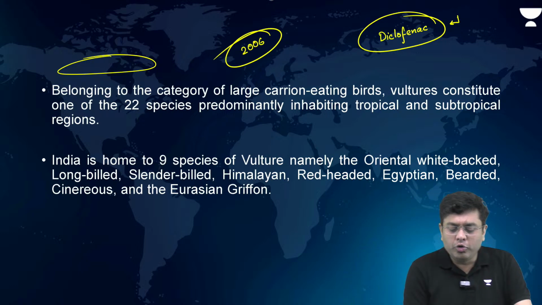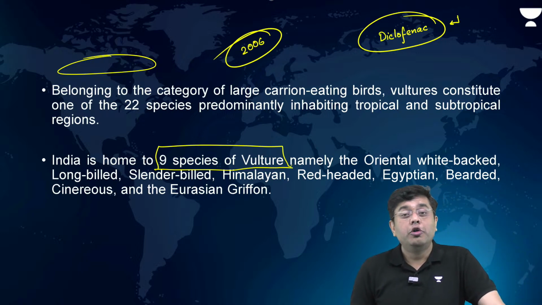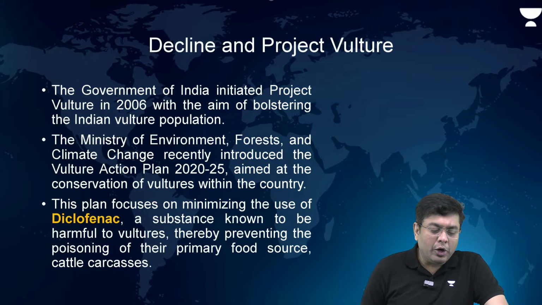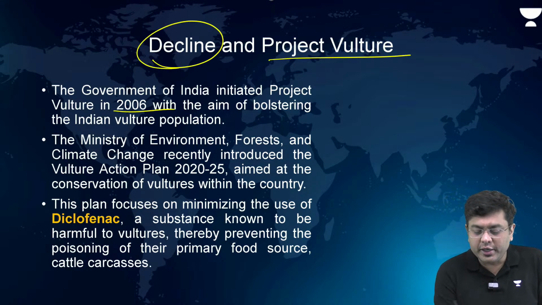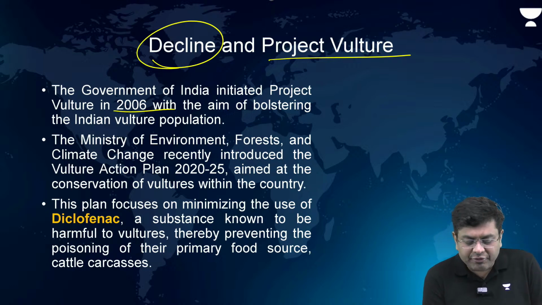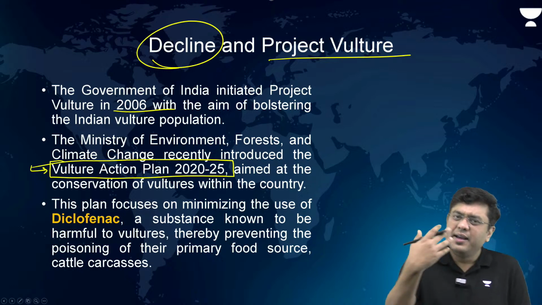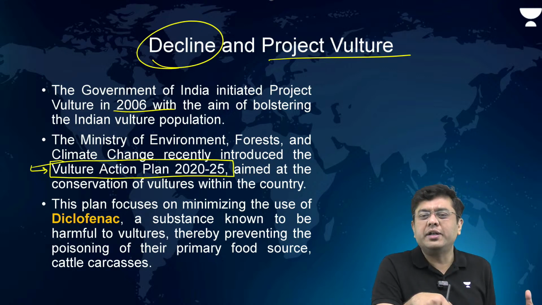In India, overall, you have 9 species of vultures, right? Out of which 4 of them are critically endangered. Which species are critically endangered is something you should be aware of. Okay? Now here, if you take a look at the decline in population and Project Vulture, Project Vulture was initiated in 2006, and recently Ministry of Environment, Forest and Climate Change, they have gone for the Vulture Action Plan 2020 to 2025. This is a kind of revitalization of the Vulture Action Plan, which expired almost a decade back.